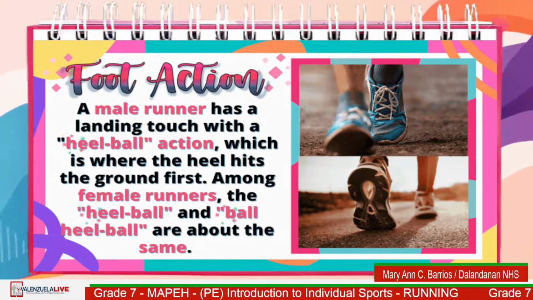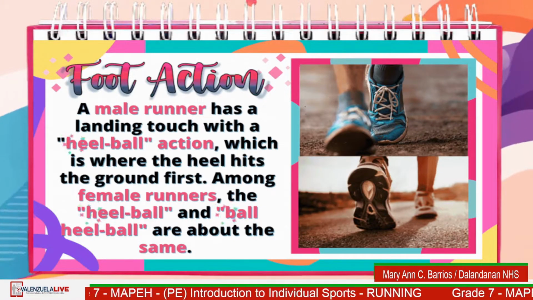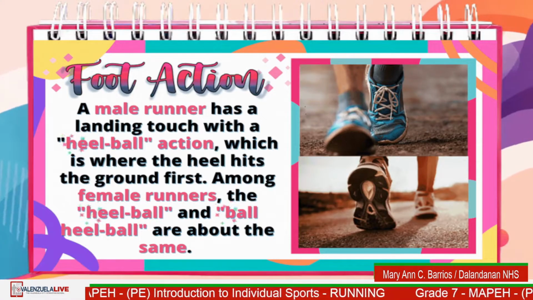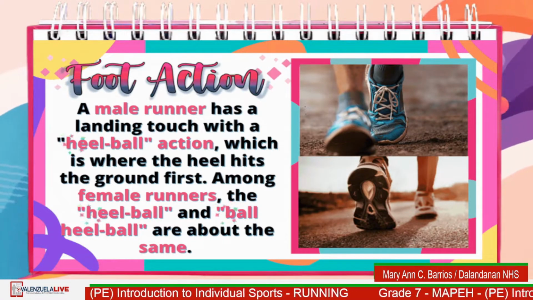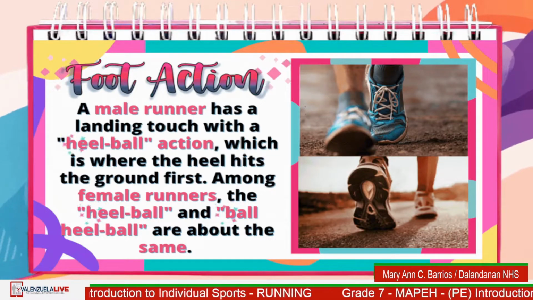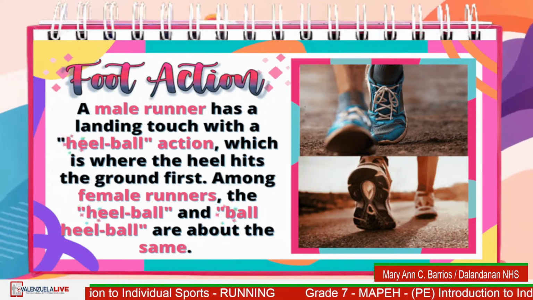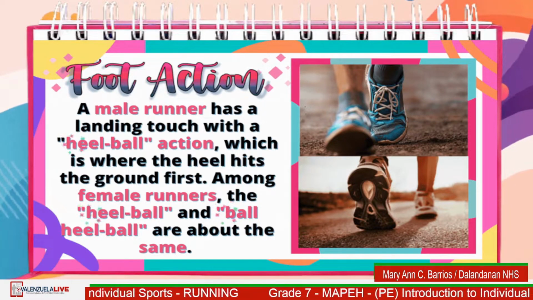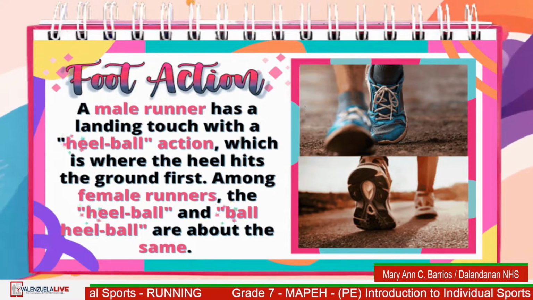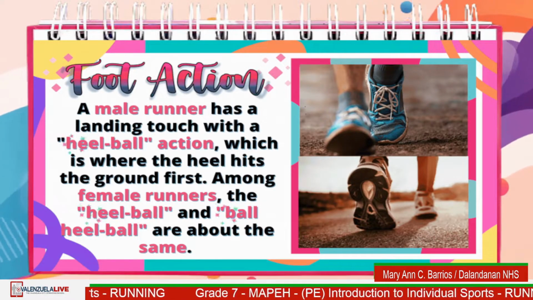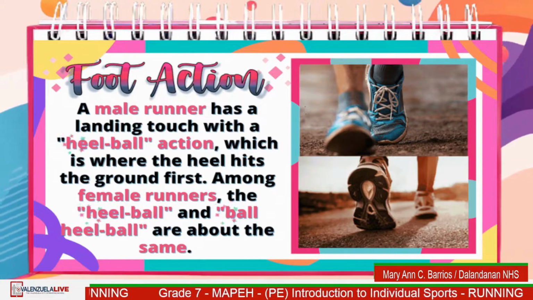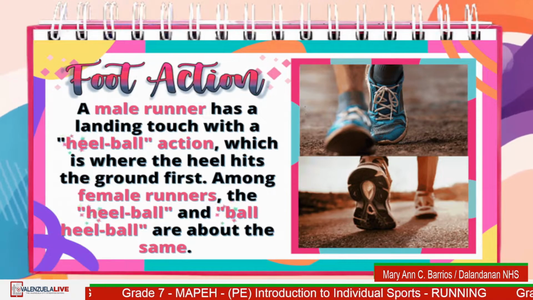Foot action. A male runner has a landing touch with a heel ball action, which is where the heel hits the ground first. The weight is then transferred to the ball of foot in a rocking chair fashion. Among female runners, the heel ball and the ball heel ball are all about the same.